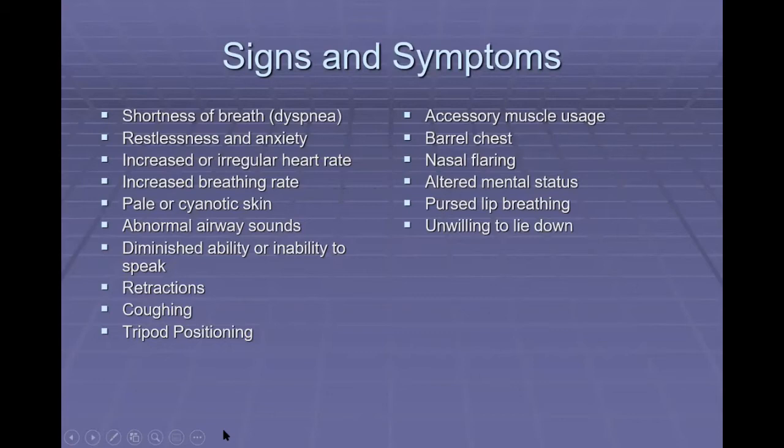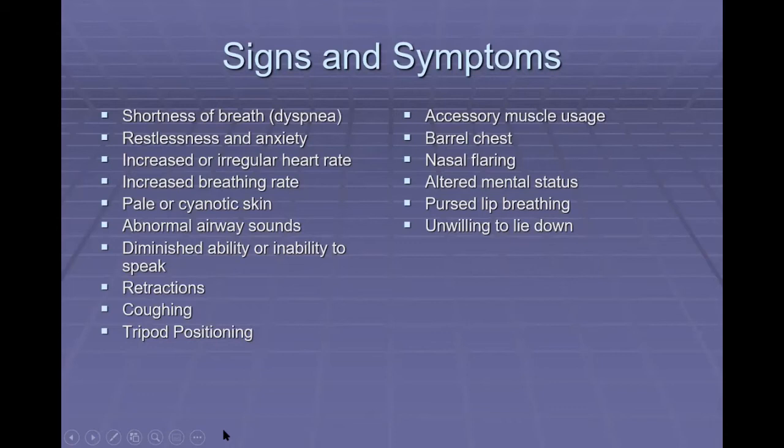Increased or irregular heart rate, increased breathing rate, also known as tachypnea, pale or cyanotic skin, abnormal airway sounds, diminished ability or inability to speak, all right? Retractions, which is actually where we can see that's going to be accessory muscle use, coughing, tripod position, this is where they're holding themselves up trying to breathe. Accessory muscle usage, barrel chest, especially in our COPD patients, nasal flaring, altered mental status, and pursed lip breathing.